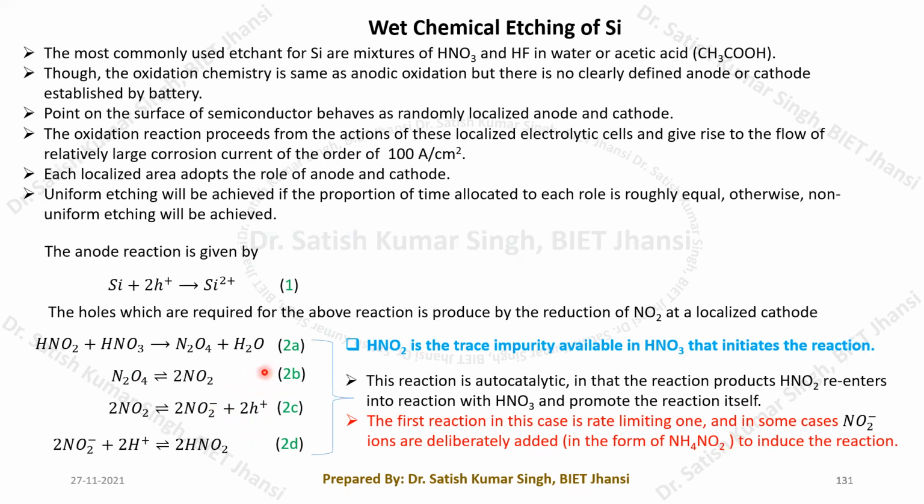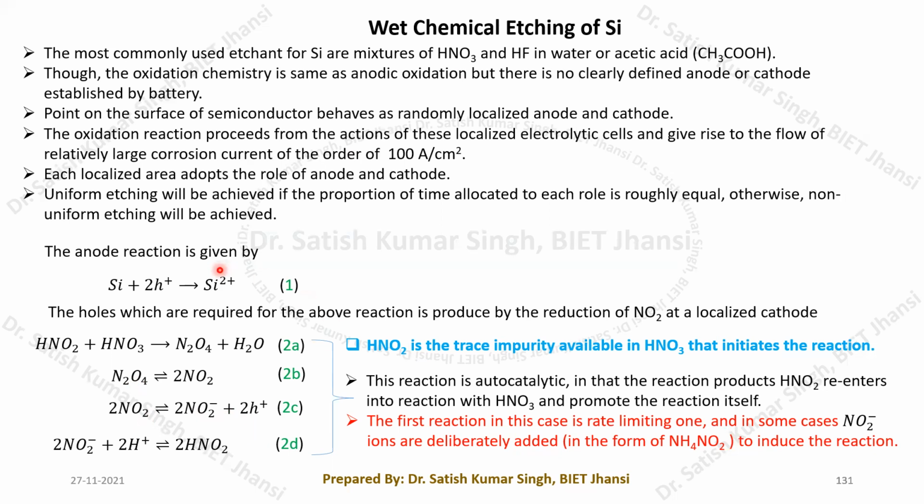So basically, the holes that we require to convert the top silicon surface into silicon ions are actually provided by the dissociation of this particular NO2. Within the chemical, this NO2 is going to dissociate and liberate these holes.